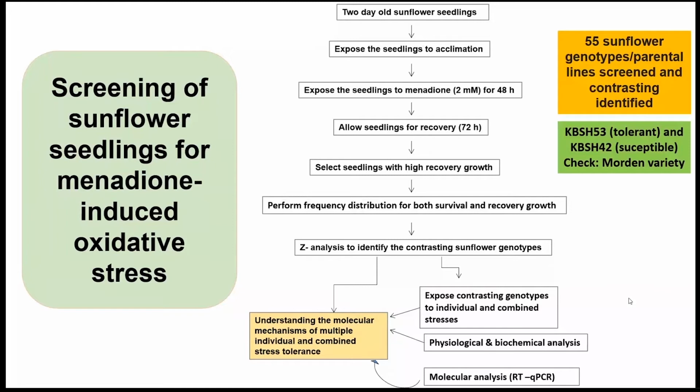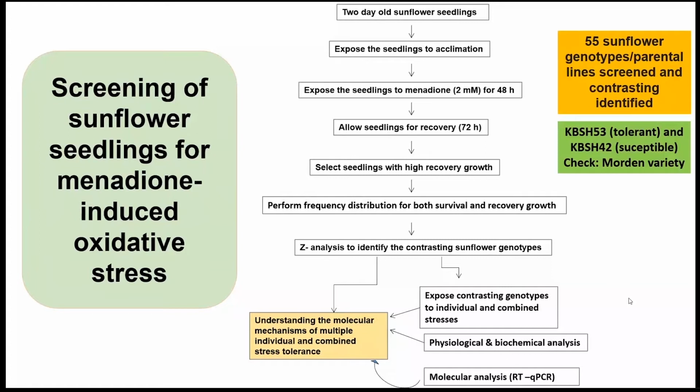In a nutshell, this screening has identified two hybrid lines: KBSH53, which is found to be tolerant, and KBSH42, which is found to be susceptible. The check that was used was a commonly cultivated variety called Modern, and this variety is known to be intermediate in response to oxidative stress between these two hybrids.